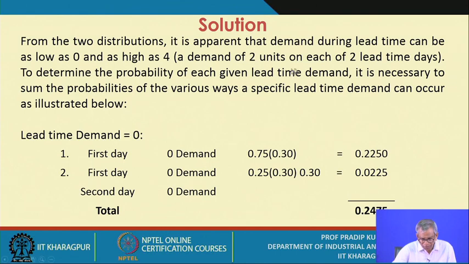So the demand of 2 units on each of 2 lead time days, that is 4, and the demand of 0 units on each of 2 lead time days. So it is varying between 0 and 4. To determine the probability of each given lead time demand, it is necessary to sum the probabilities of the various ways a specific lead time demand can occur, as illustrated below.